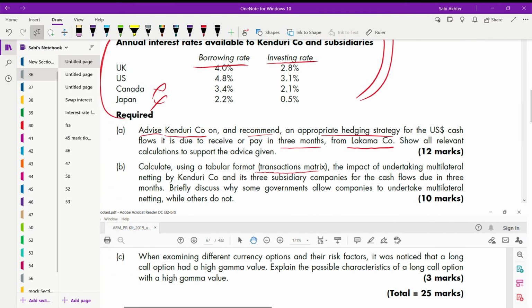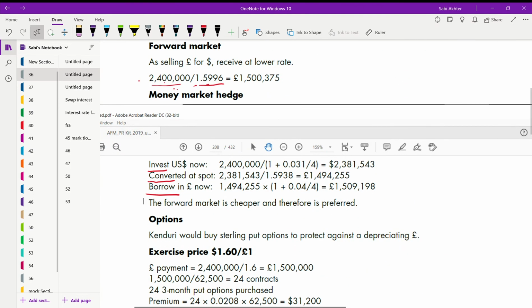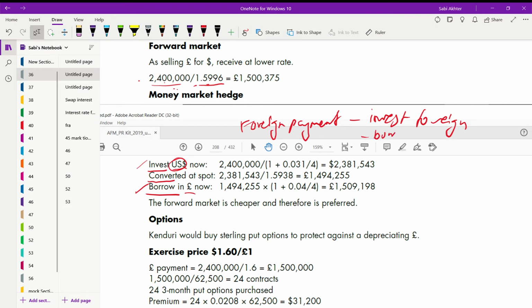So this is a payment. Okay, here if you see, you have to start with invest. What country to invest, what currency to borrow. If you see, invest in US and borrow in pounds. This is a foreign payment. For foreign payment, always invest in foreign currency. That is US. It's a thumb rule. Foreign payment, invest foreign. Borrow domestic.